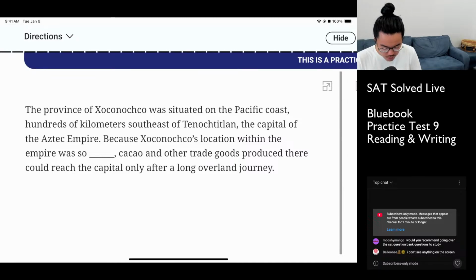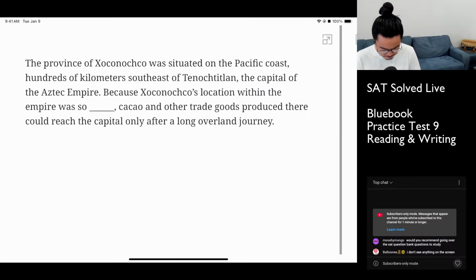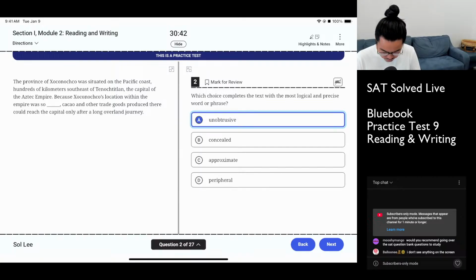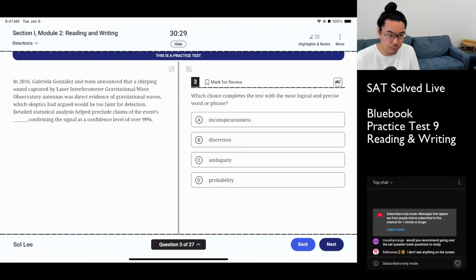Xochicalco was situated southeast of Tenochtitlan, the capital of the Aztec Empire. Its location is something hundreds of kilometers away. A long overland journey. So far. Peripheral is the only one that works with far. The other 3 do not work with far. Even if you don't know peripheral, you should be able to eliminate the other ones that are not the same as the prediction of far.